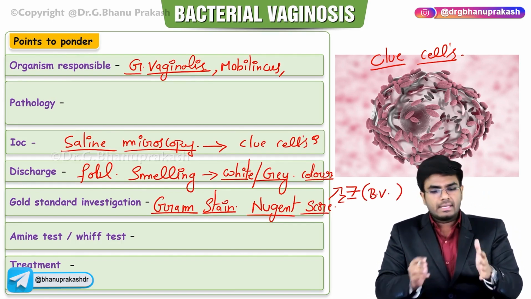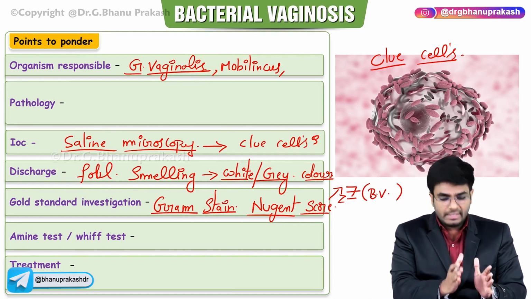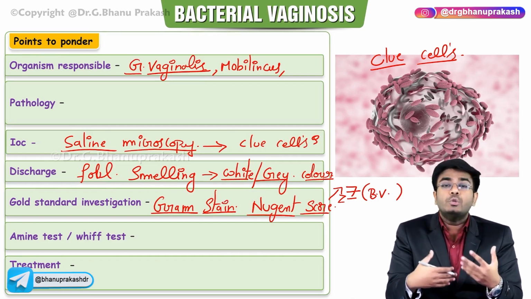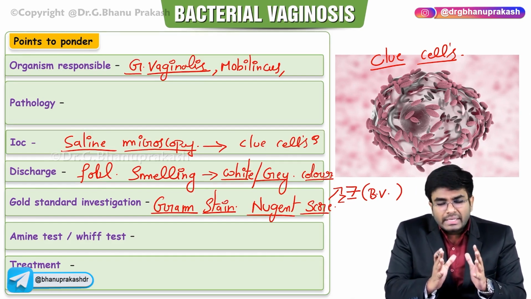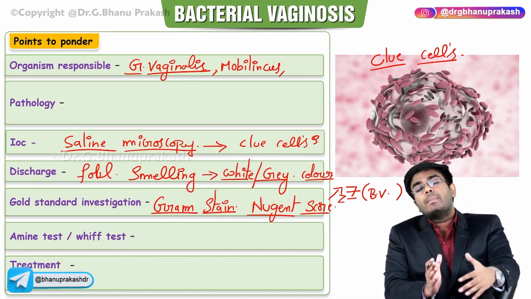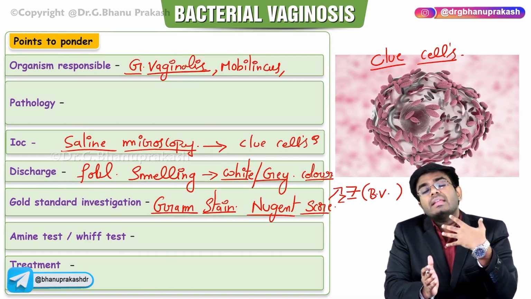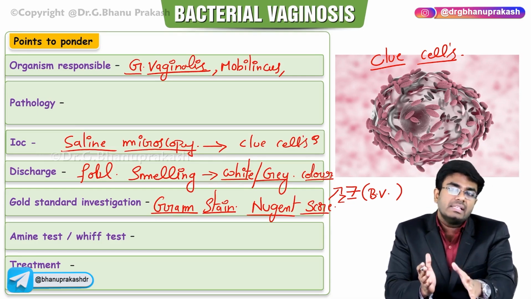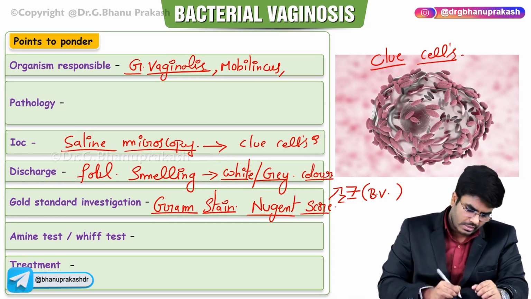What I am trying to say, guys, is that the gold standard investigation is gram staining, followed by which you can also do the Nugent scoring. In Nugent scoring, if the score is greater than 7, then it is highly suggestive that bacterial vaginosis is there for this female. Okay, well done.